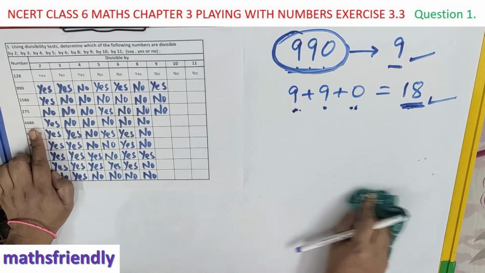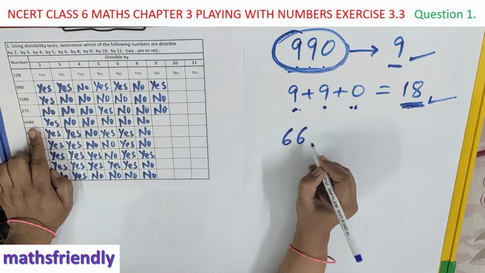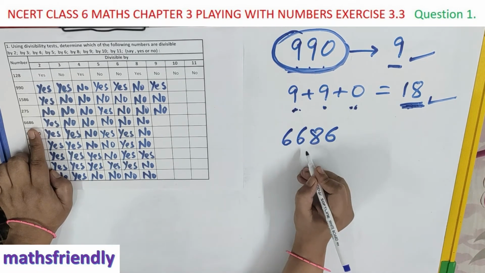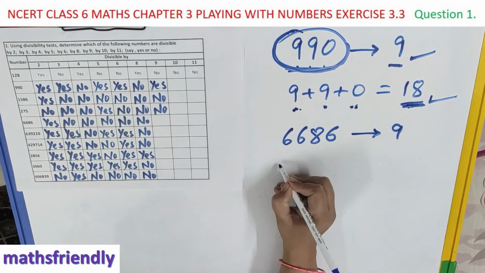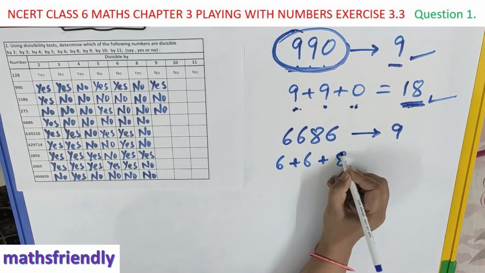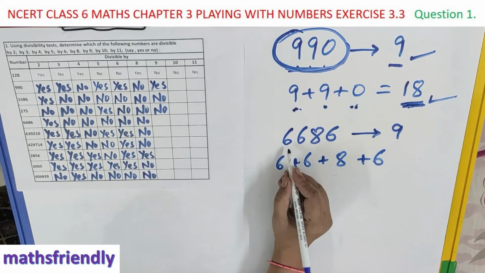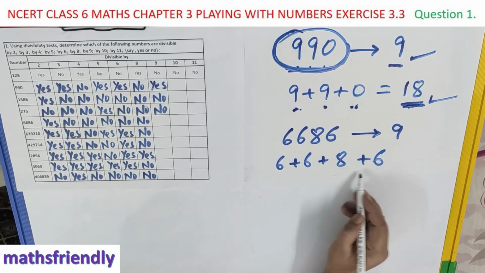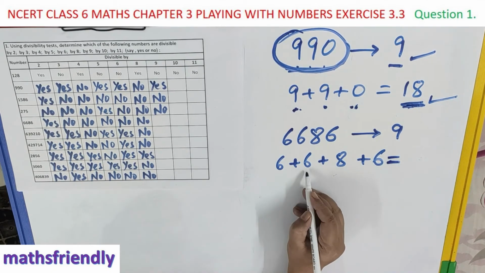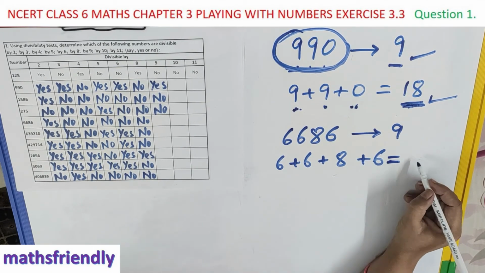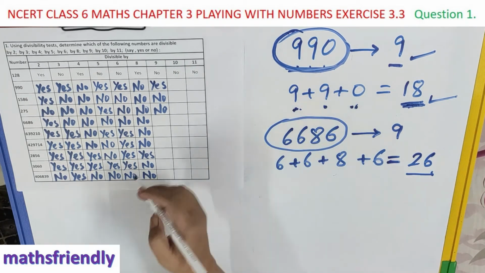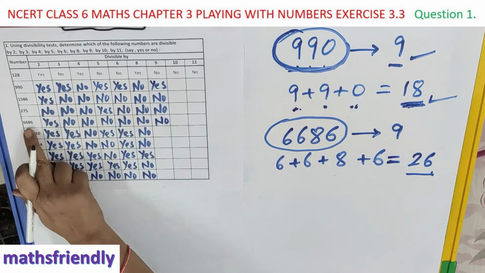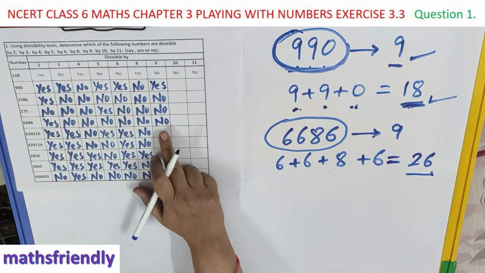6686. So to check the divisibility for 9, we have to add the digits of the number. What are the digits? The digits are 6, 6, 8 and 6. So we have added them and the result is 6 plus 6 is 12, 12 plus 8 is 20, 20 plus 6 is 26. Is 26 divisible by 9? No, 26 is not divisible by 9. It means this number is also not divisible by 9. We will write it no. So we have written it no.